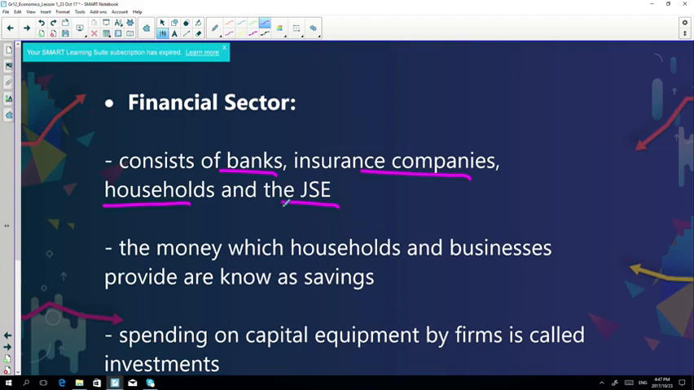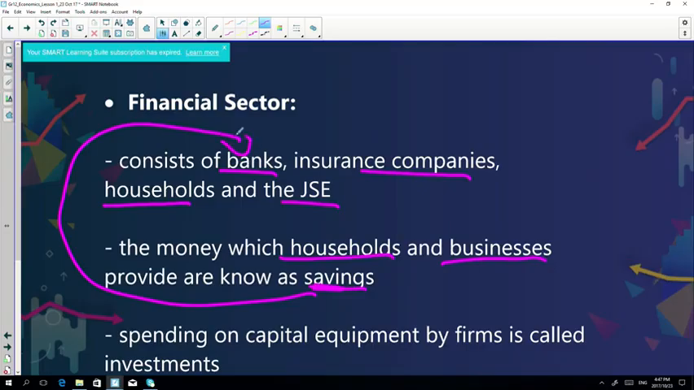The money which the households and businesses provide is known as savings. So households, that's consumers, and businesses provide savings. If you want to go on an exciting trip, you have to save up, and in order to save up, you will use one of the banks to open a savings account so that you can save for that wonderful holiday that you've got planned.